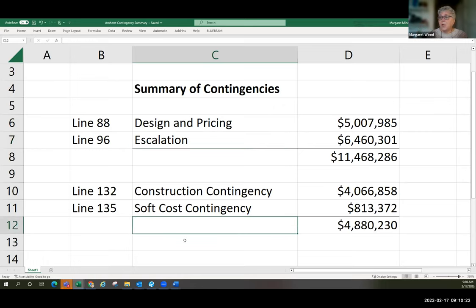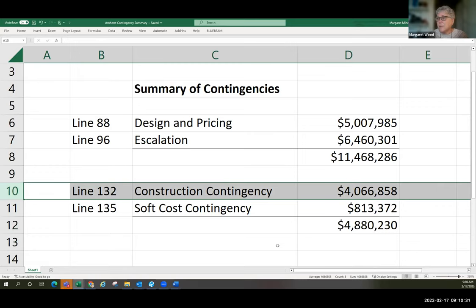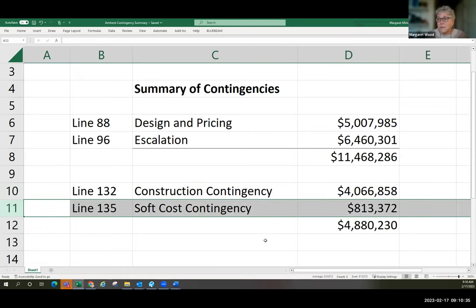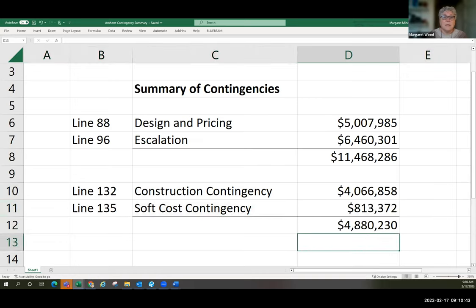And then below the line, if you look at the total project budget, there is a construction contingency number, which is at 5% of construction. And then there's a soft cost contingency, which is at 1% of construction. So again, I'll put those in the meeting minutes for reference. It's actually all embedded in the total project budget. It's just kind of hard to see. So any questions about that?